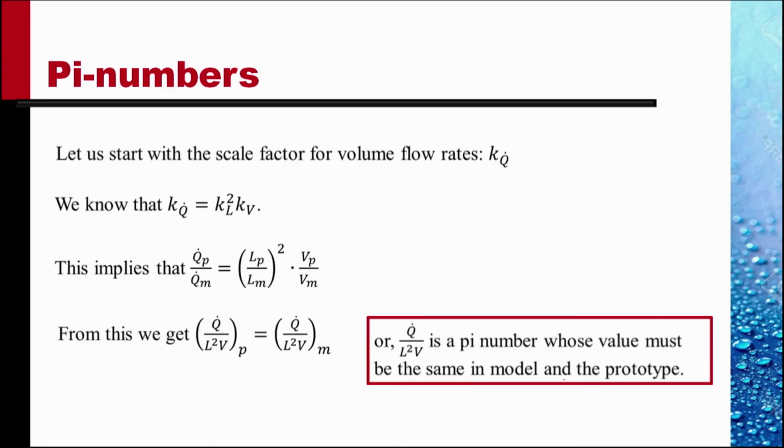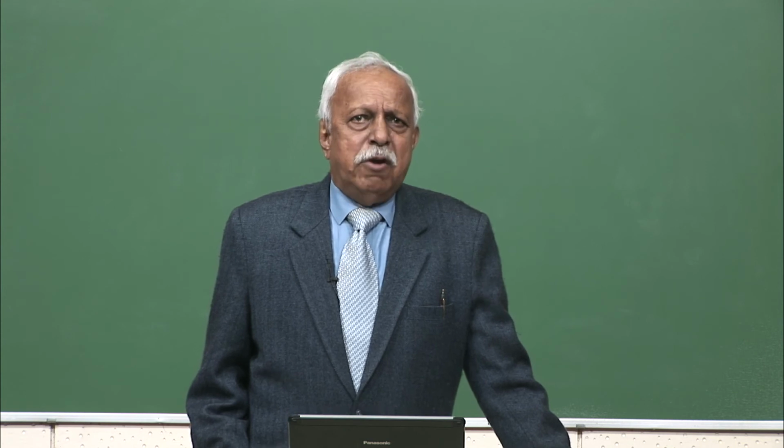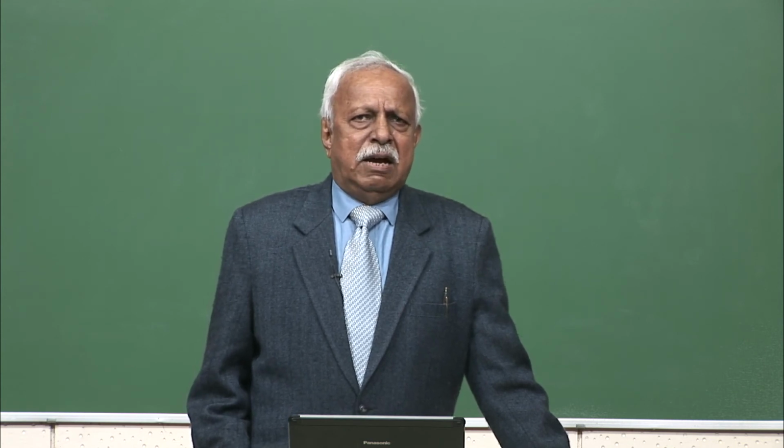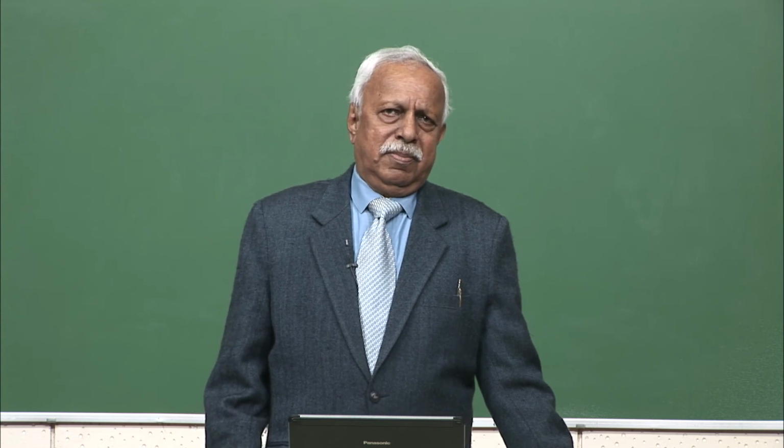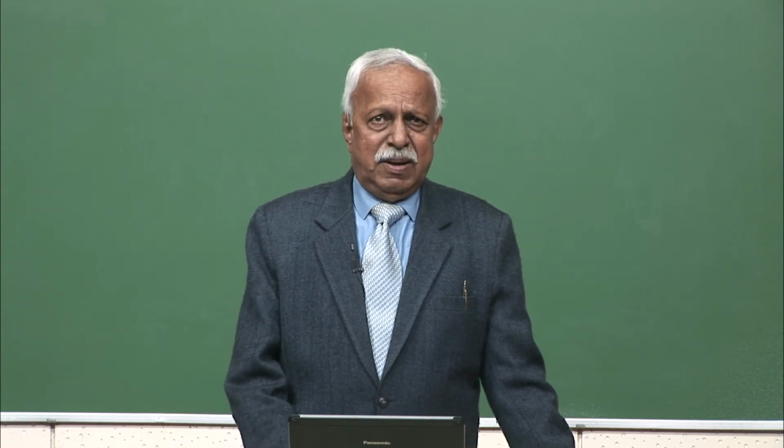What does it mean? That the parameter Q dot divided by L square V is a pi number whose value must be same in the model and the prototype. It is understood that the quantities are the characteristic values. This is a requirement for similarity. If Q dot, L and V are independent parameters, but if one of them is a dependent parameter, it becomes a prediction rule. We'll explain that a little later.